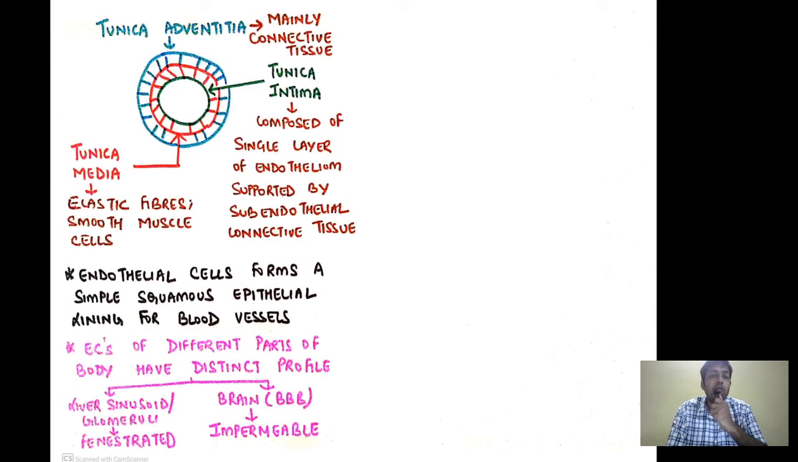Before we go into the details of that, we will first try to understand the different layers of our vascular wall. On the innermost aspect, surrounding the lumen of the blood vessel, is the tunica intima. It is composed of a single layer of endothelium, which is supported by a subendothelial connective tissue.